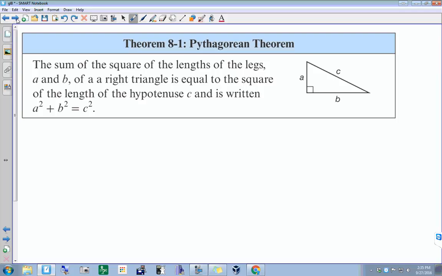For right now, the Pythagorean theorem always is in this format: a and b are always going to be the legs, with the right angle down here. c is always going to be the length of the other side. That is just the way it always is.